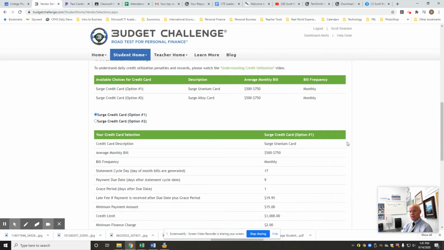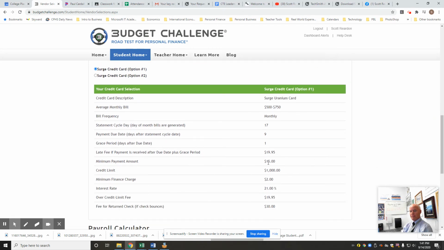Option 1. Now they have a late payment fee of $19.95, but their interest rate is 21%. That's a pretty high percentage rate for a credit card. Option 2, they charge you a late fee of $39.95. They really sock it to you. However, their interest rate is a little more palatable, 14%. Again, choose your option. Which one do you want? Option 1 or 2.